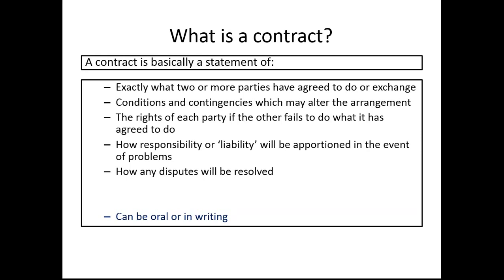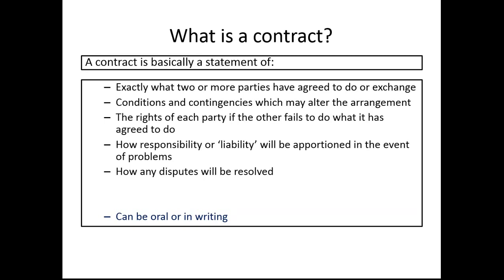It's an agreement between two or more parties that have agreed to exchange something. It's basically referred to as exchanging something of value. Value is an interesting concept, but it doesn't have to be money, though it usually is. There will be conditions and contingencies about that contract. There are rights of each party, and they need to be underlined in the contract.